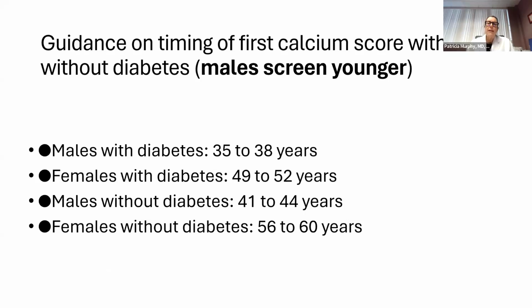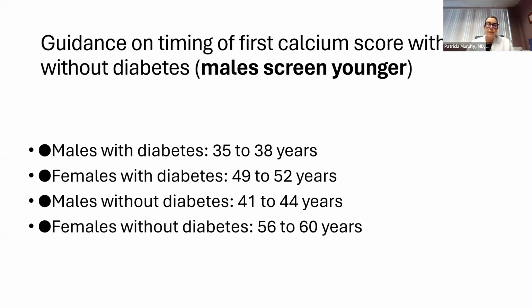So, guidance on the timing of first calcium score with and without diabetes. Important, males screen younger than females. In diabetics, we start younger still. Males with diabetes should be screened for the first time at age 35 to 38, which is very young, but very important because making those interventions early makes such a difference. Females with diabetes, aged 49 to 52, and men without diabetes, age 41 to 44.